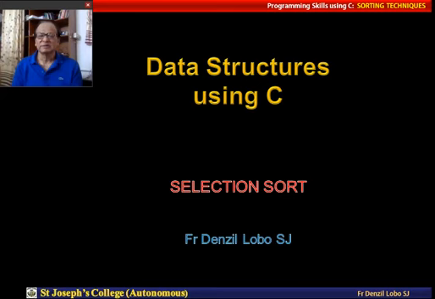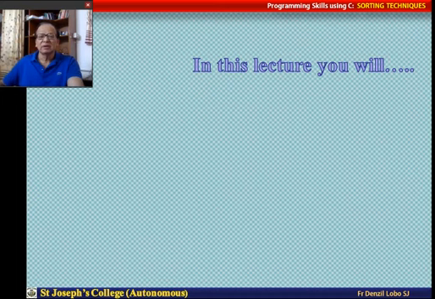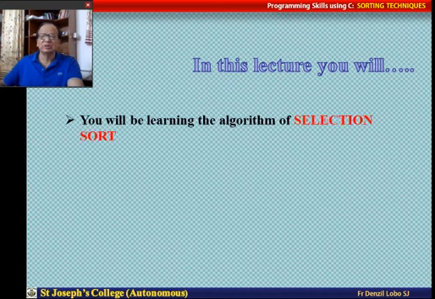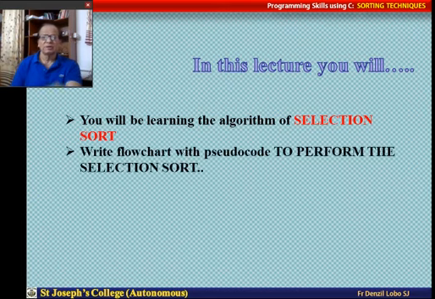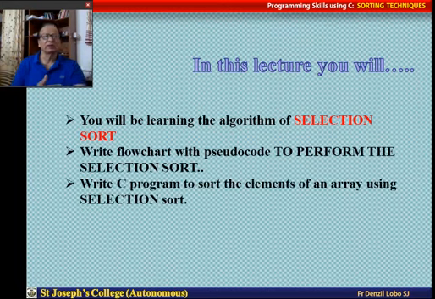Data structures using C, selection sort. Dear friends, in this lecture, you will be learning the algorithm for selection sort. Then you will write the flow chart with pseudocode to perform the selection sort, and of course convert that into a program in C and then execute the program.